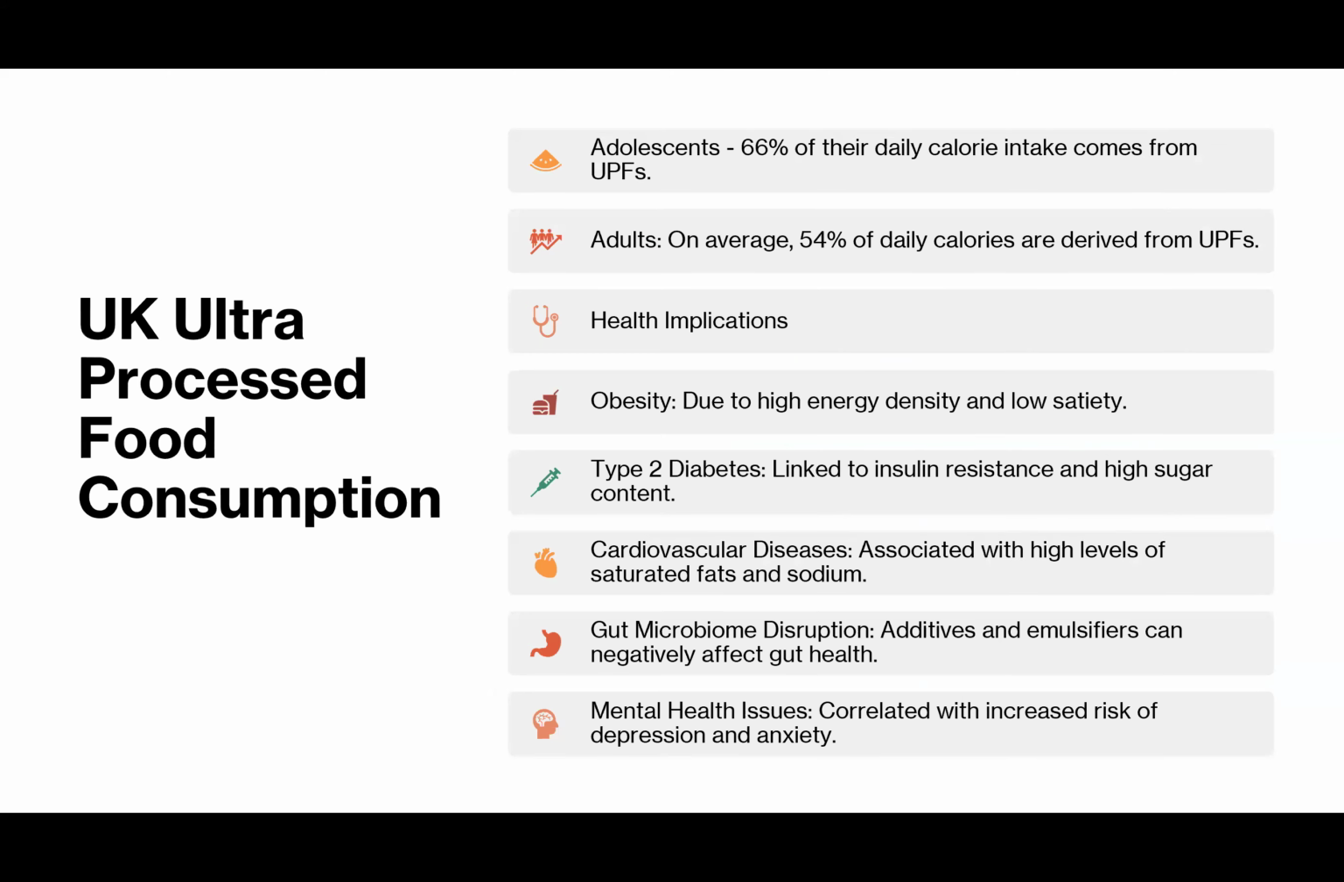So what happened in the UK in terms of statistics? Up to 66% of adults' daily calories come from processed food. On average, more than half of those come from ultra processed food, and that is causing obesity, type 2 diabetes, cardiovascular disease, gut microbiome distortion, and affecting mental health.